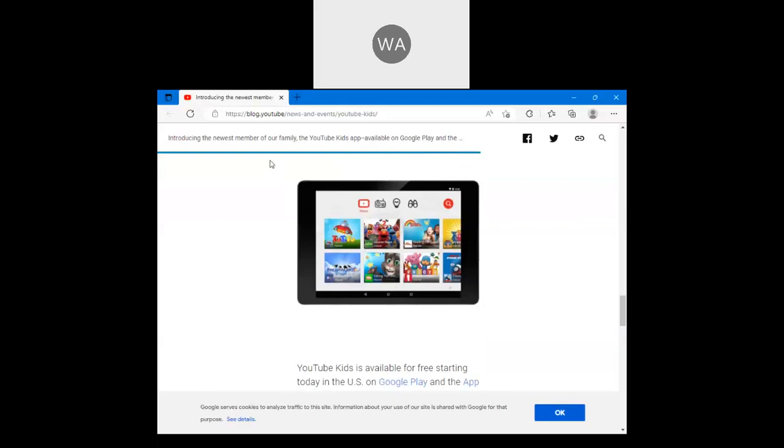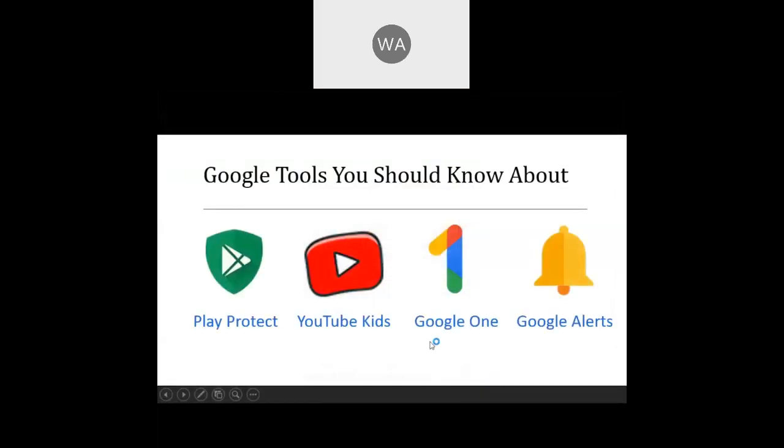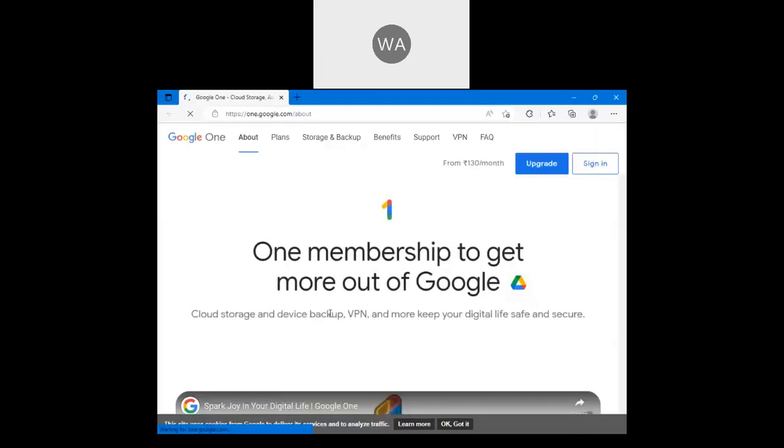The content for kids is very much there. All the cartoons or whatever they want, they can easily access. On YouTube, everything is accessible, but here they don't have everything accessible. They have only those things which are related to them accessible in YouTube Kids.